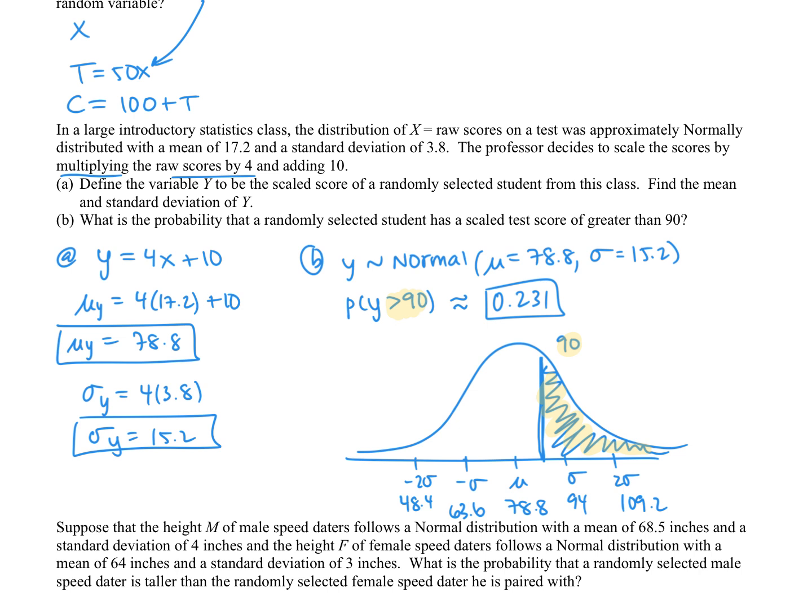If you have the shading but you don't have the 90, you're not going to get credit. If you have the 90 but you don't have the shading, you're not going to get credit. If you have this but the wrong symbol, you're not going to get credit. So if your symbol is not right, don't write it. Just do the figure.